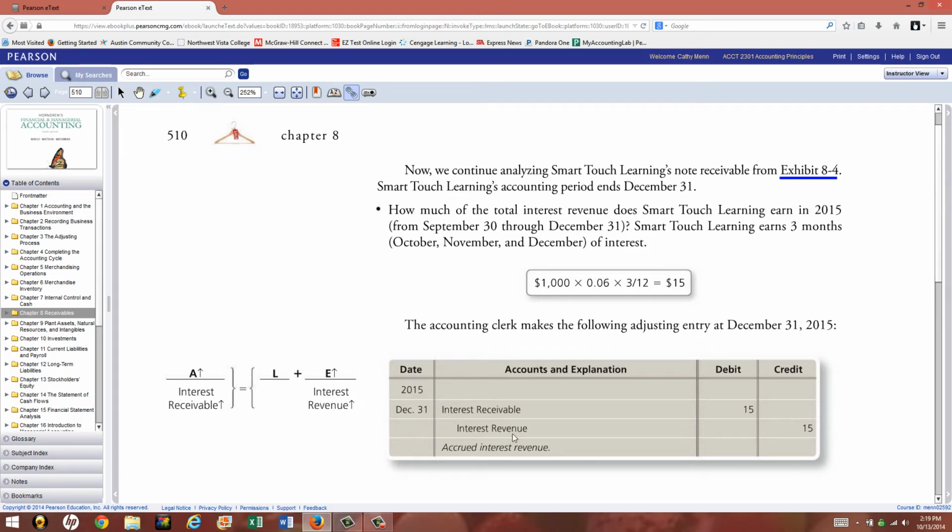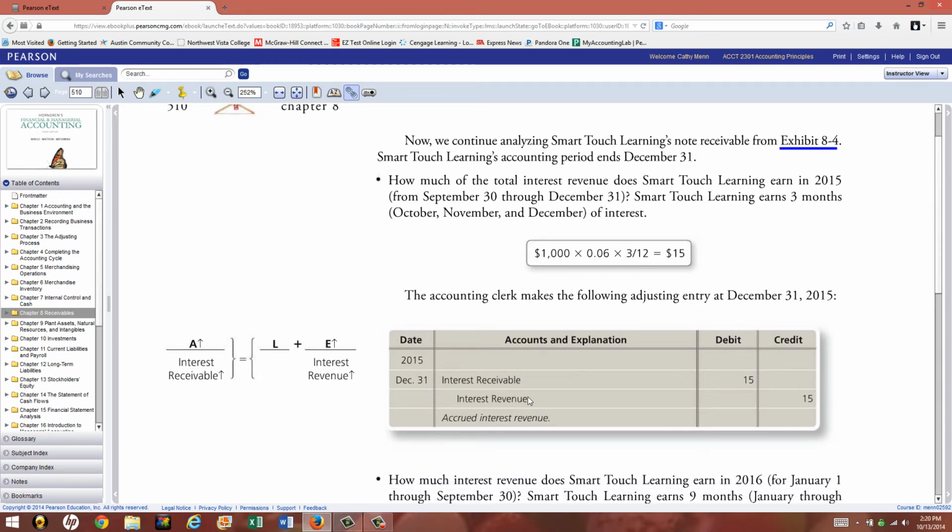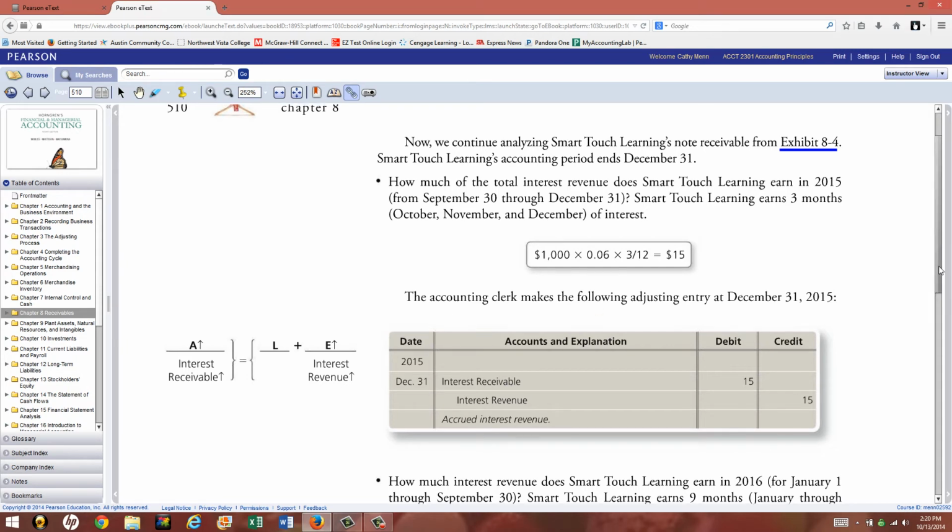What we're doing here is called accruing. We're accruing the revenue that we have earned for those 3 months. So in this instance, 3 months over 12 months and then multiplied times this. So they have prorated that, and they're making the end of the year adjusting entry, accruing the interest. This interest revenue will go into the income statement. Interest receivable will remain on the balance sheet until the actual interest is received.